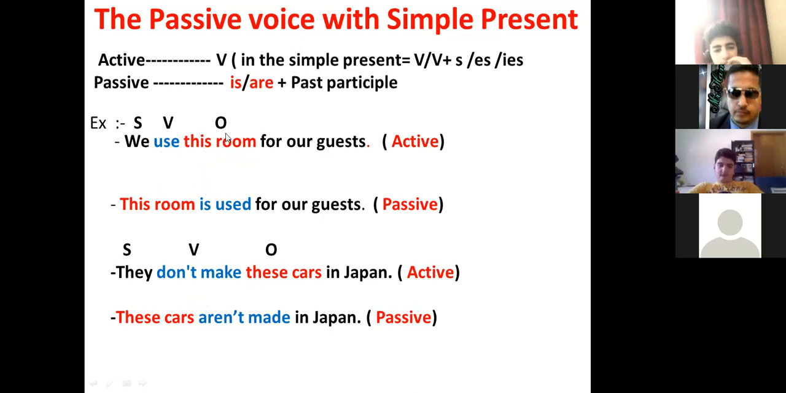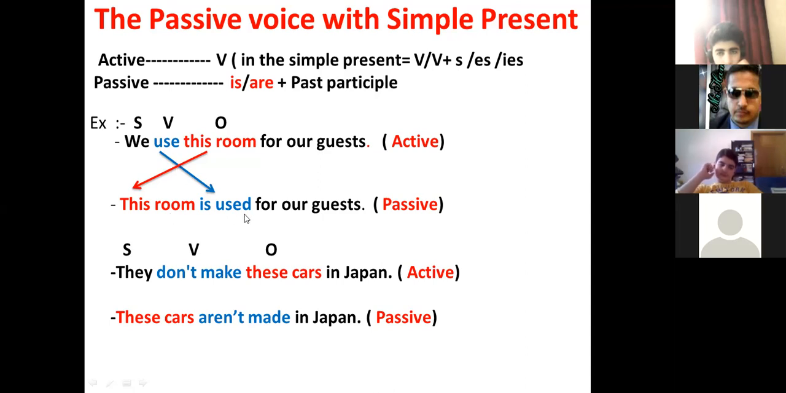The object that we have here is "this room." Is this room singular or plural? Singular. So we use "is," plus what, as we said in the rule? Plus the past participle of the main verb that we have. So it will be "this room is used."